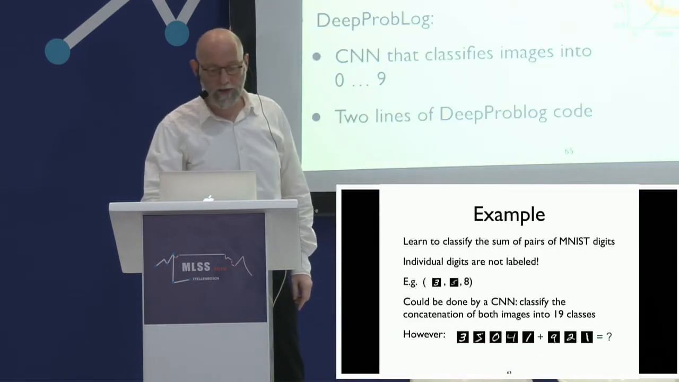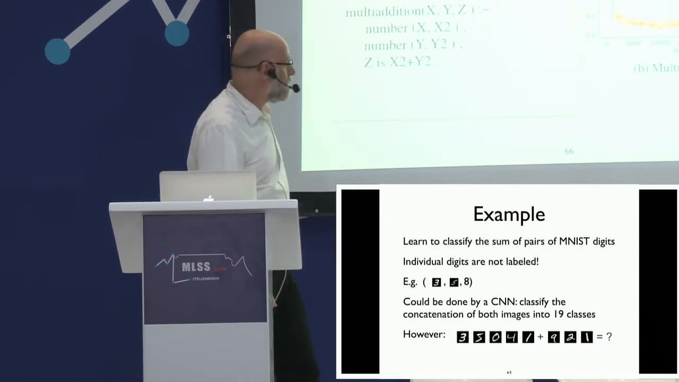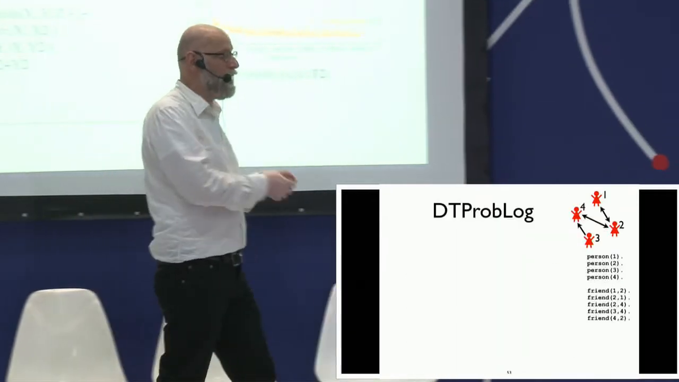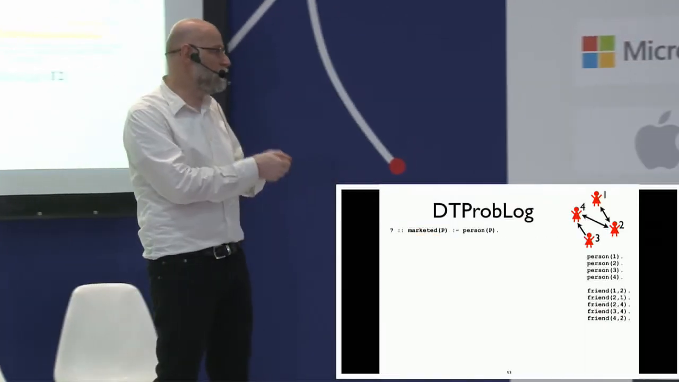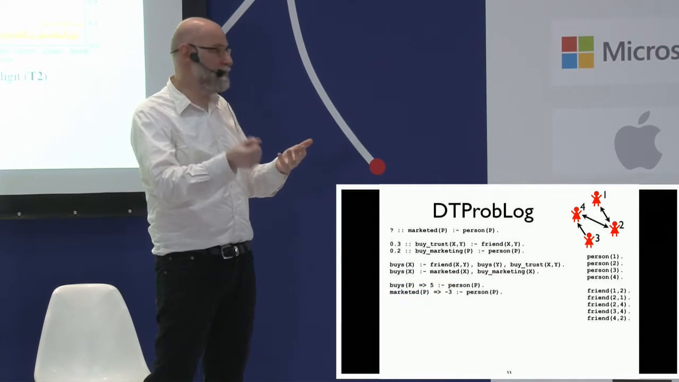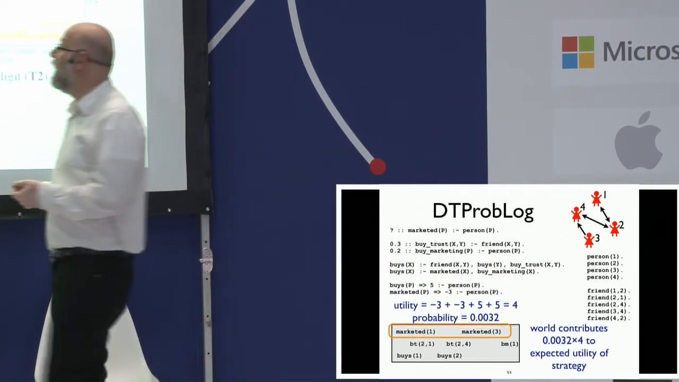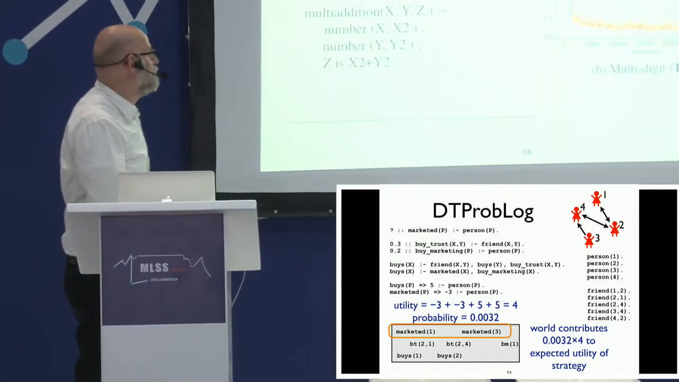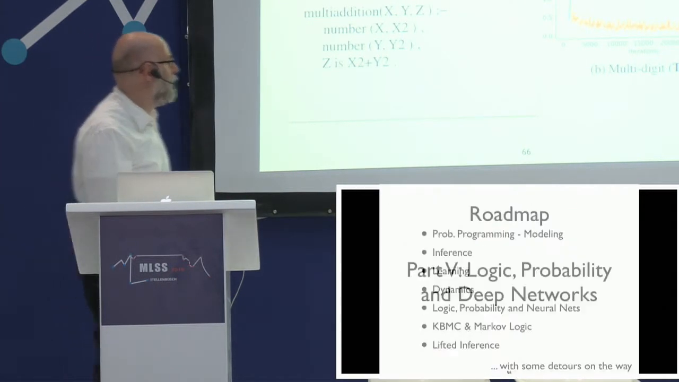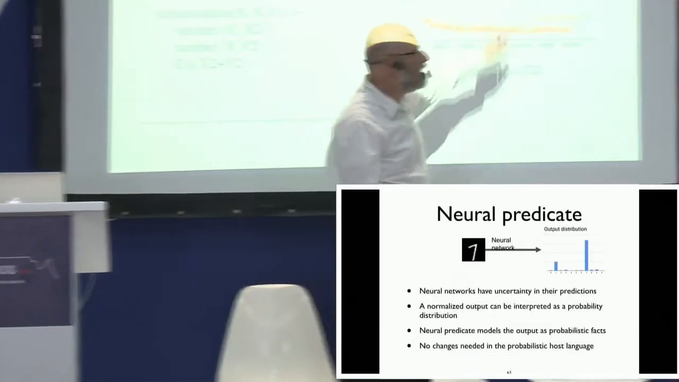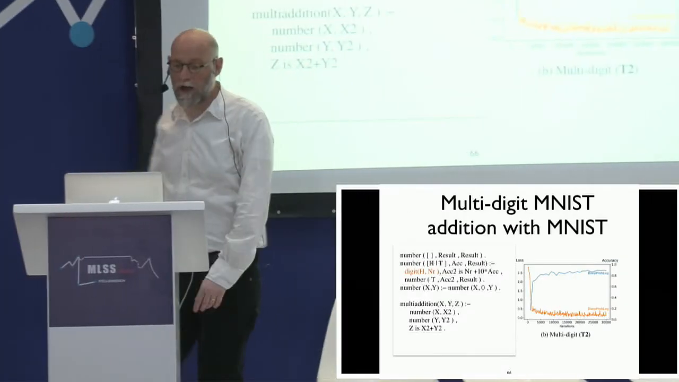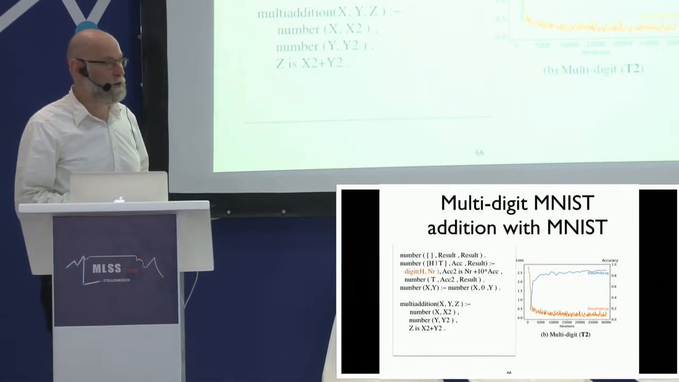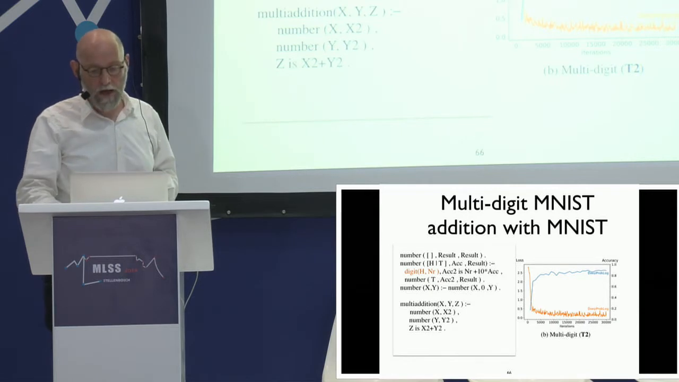And what is encoded in this program is again the typical rules of addition. It's just that you don't know which image represents which number. For that we use a very similar neural predicate as before. And again, you see that the accuracy gets really pretty high after a number of iterations. And this is way beyond the scope of what you could do with typical neural networks today.